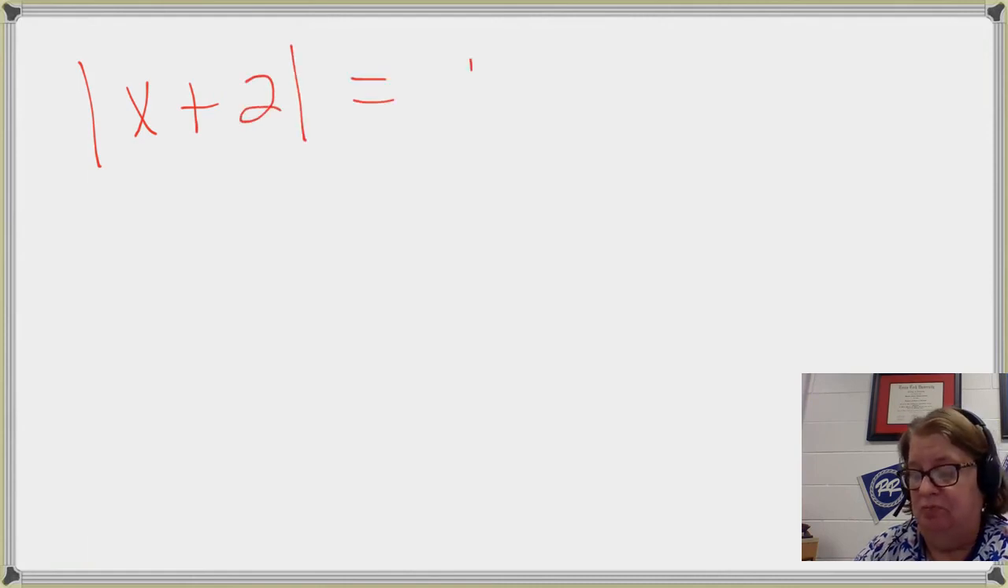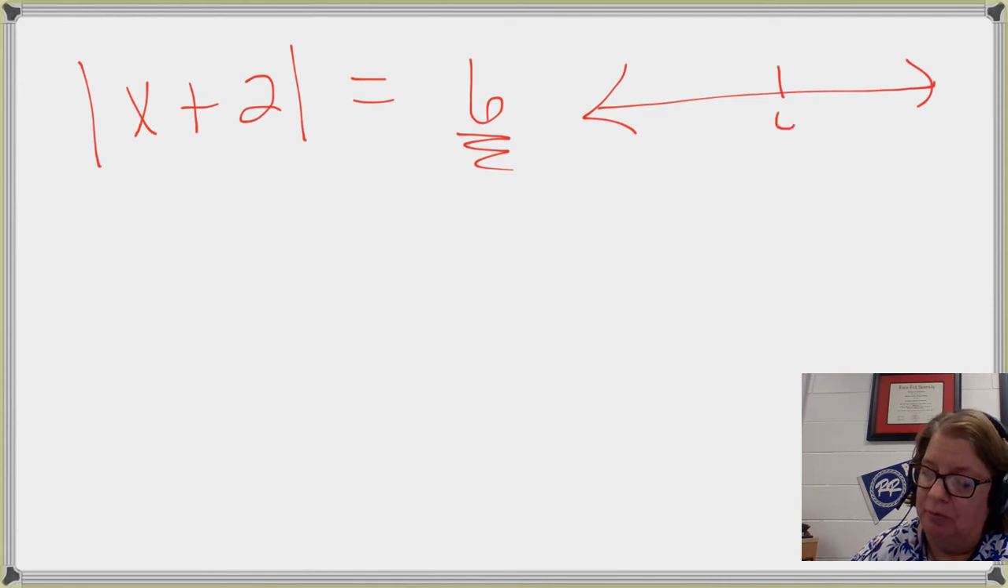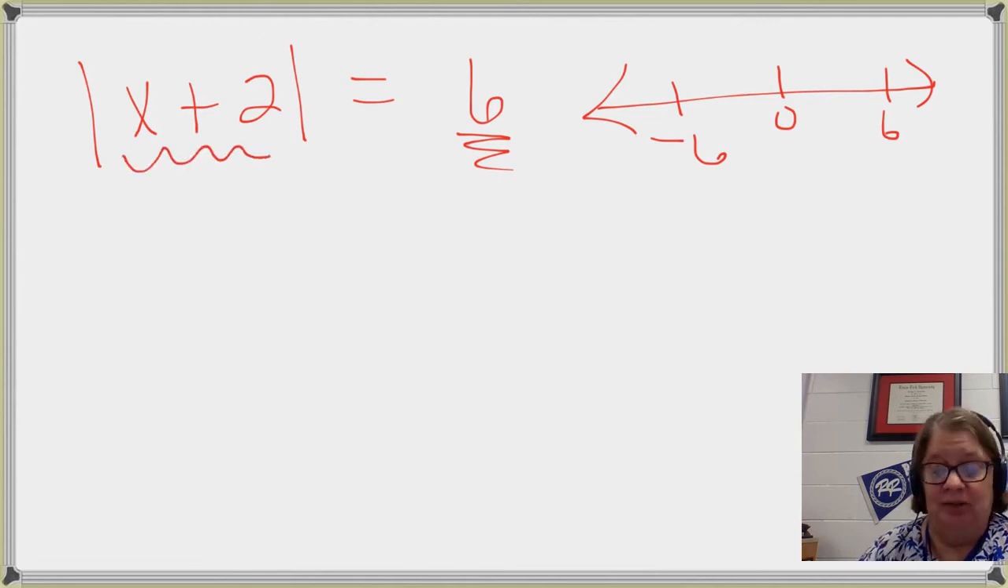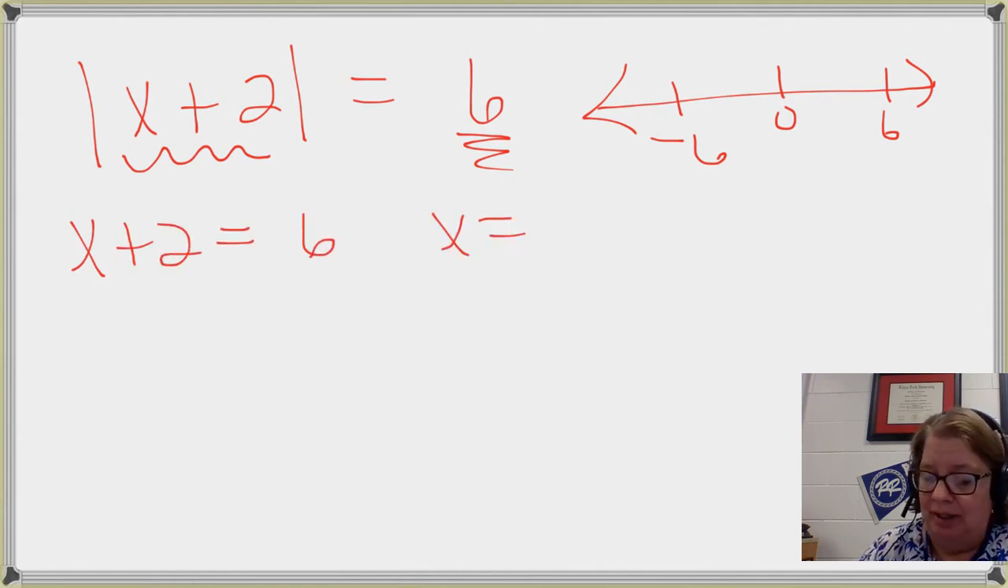Let's try another one. Find the absolute value of x plus 2 equals 6. How many units away from 0 are we talking about? We're talking about 6 units away from 0. What two numbers are 6 units away from 0? 6 and negative 6. So this quantity of x plus 2 might be equal to 6, or it might be equal to negative 6.